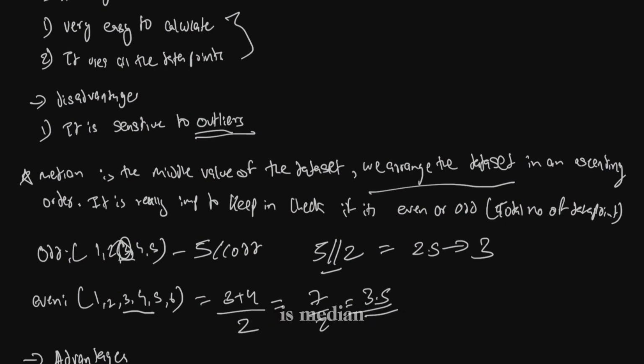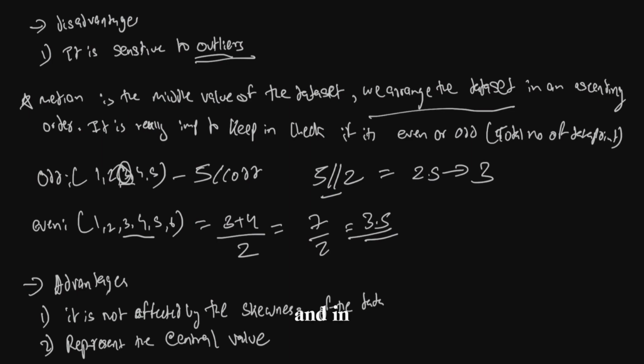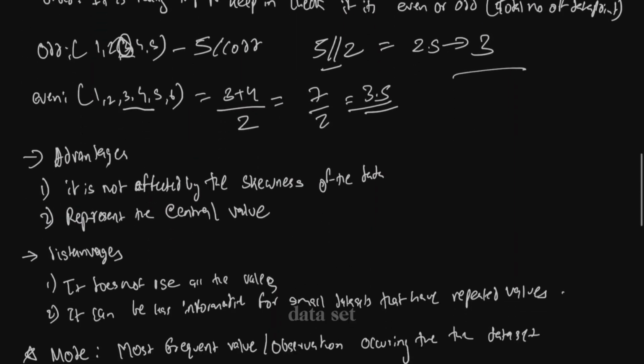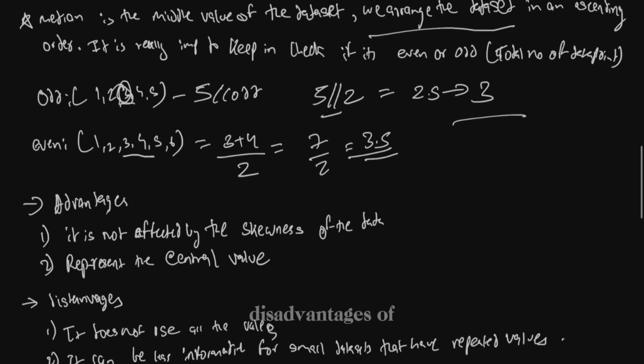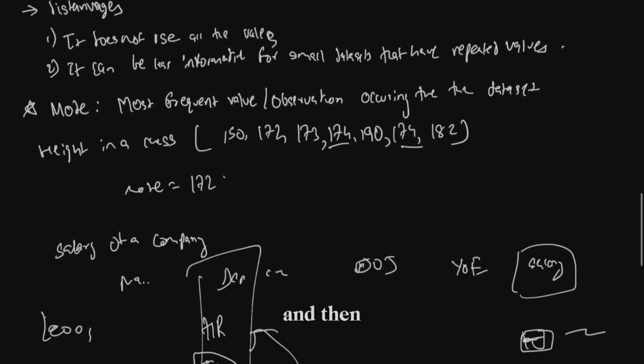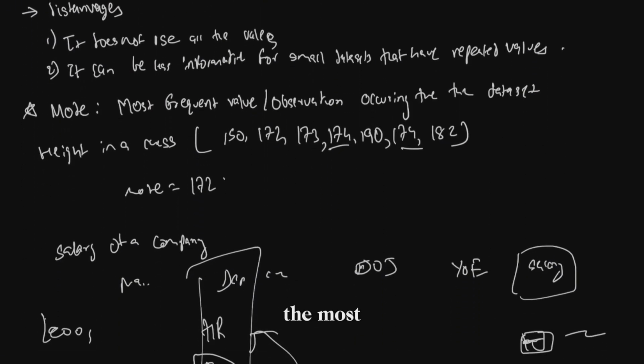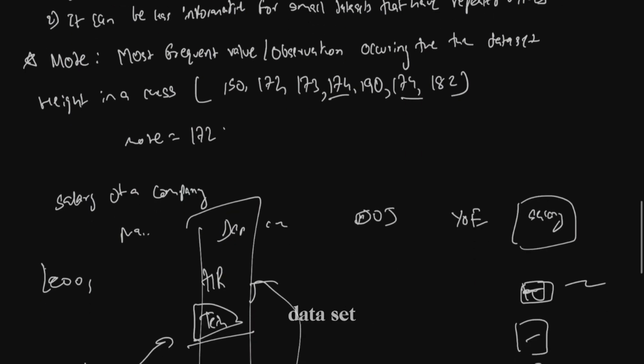Then we saw what median is. As I said earlier, the median is the middlemost value of the data set, and in this case we have to arrange the data set in ascending or descending order. That's up to you. It is really important to note whether the total number of data points is even or odd, because if it's even, the formula to calculate the median is different, and if it's odd, the formula is a little different. Then we saw the advantages and disadvantages of median. And finally we came to mode, which is the most frequent or recurrent value in the data set.